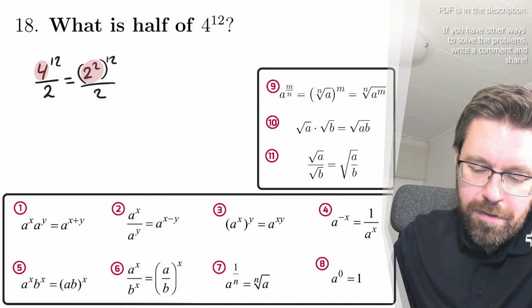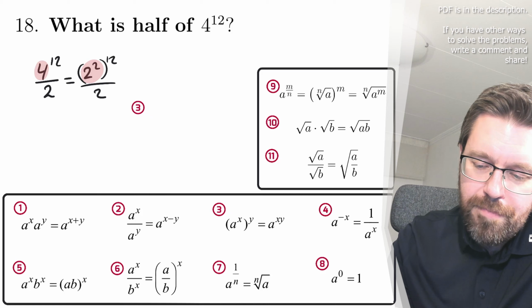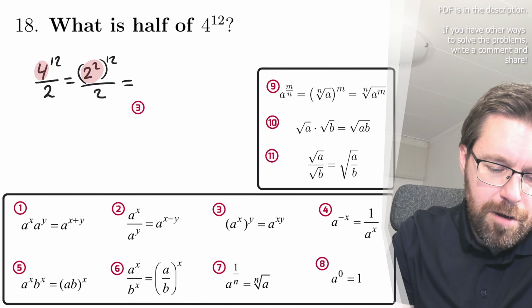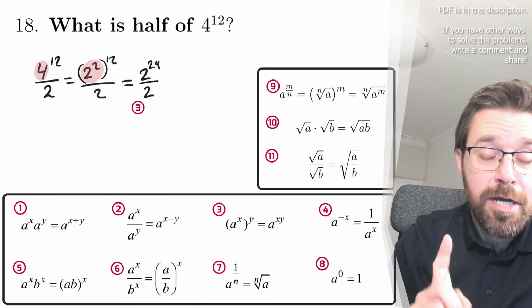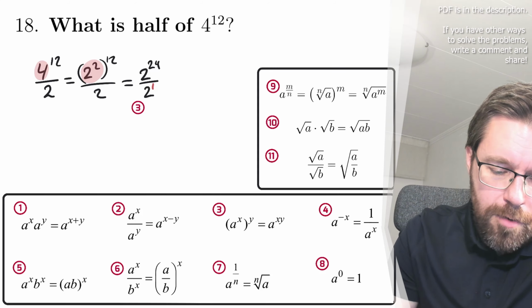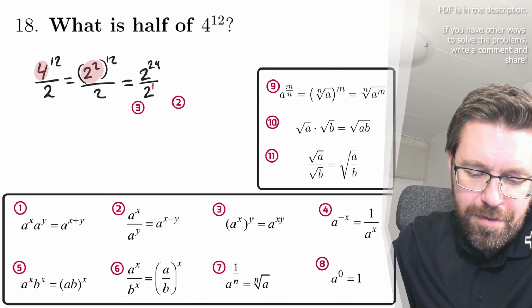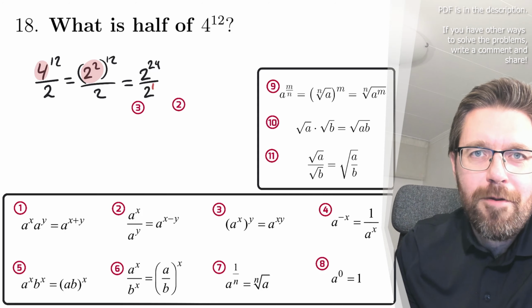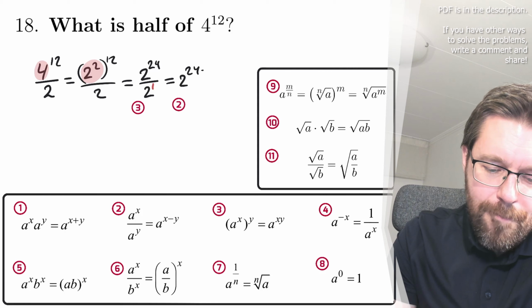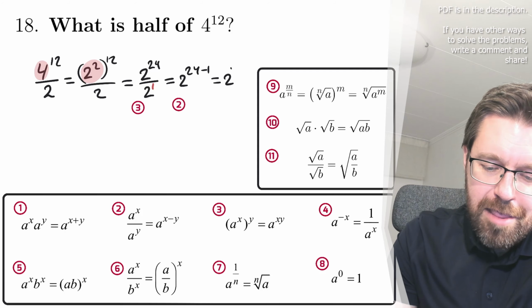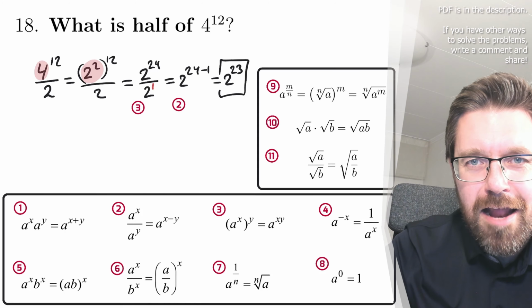And now I use rule number 3 to multiply the exponents to each other. So it will become 2 raised by 24 and then divide by 2. But the number 2 in the bottom equals 2 raised by 1, and then you can use rule number 2 and subtract the exponents from each other. So it equals like this: 2 raised by 24 minus 1 equals 2 raised by 23. So this is the final answer.